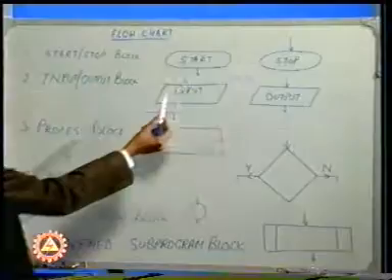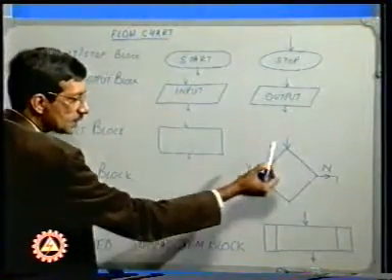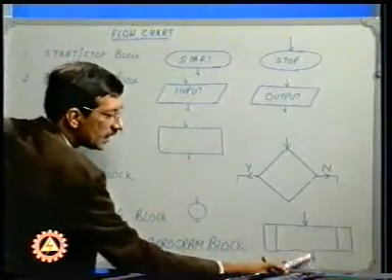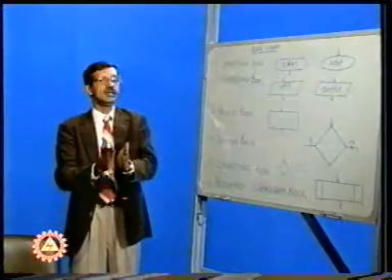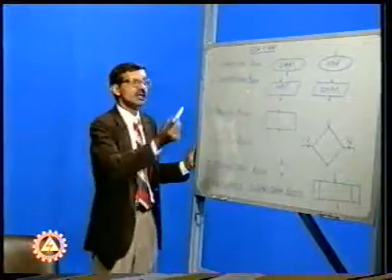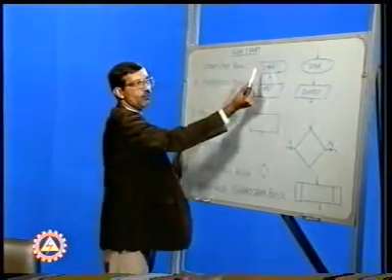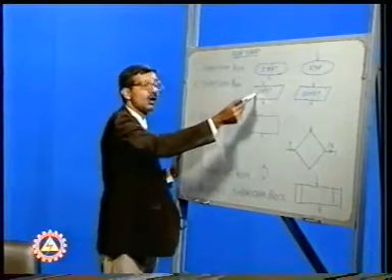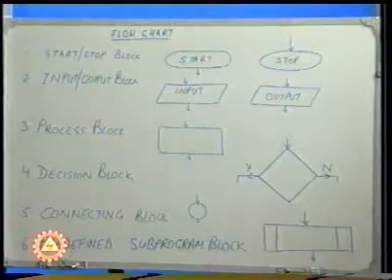You have seen in all of these blocks which I have here, I have shown certain arrows. These arrows indicate the direction of flow of the solution. In any flowchart, you will have one start block. You may have an input block, you may have an output block. It's not necessary.